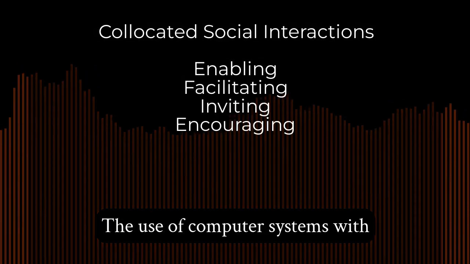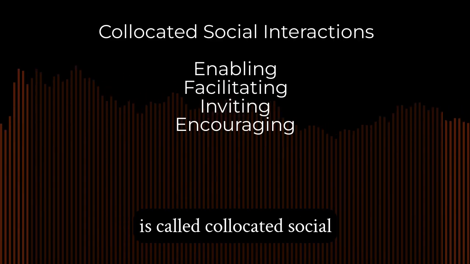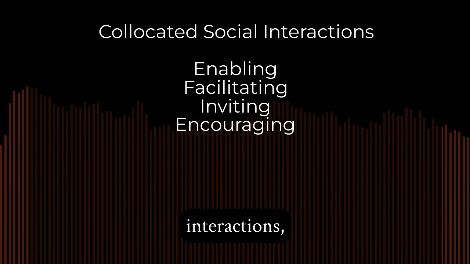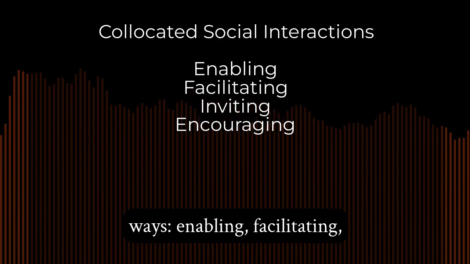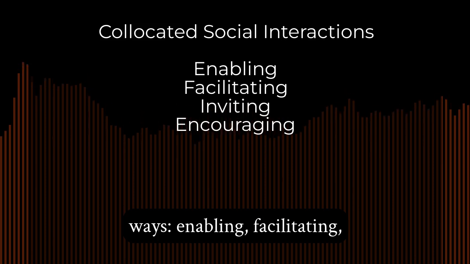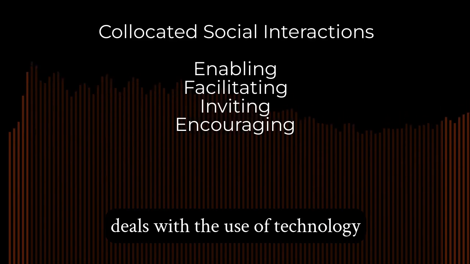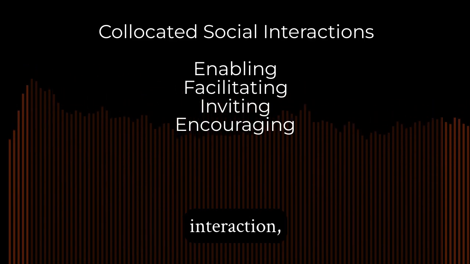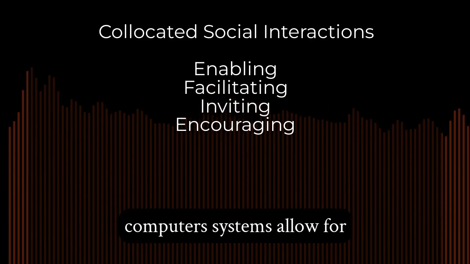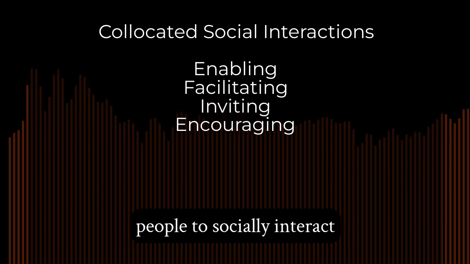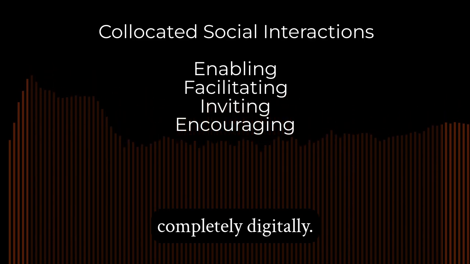The use of computer systems with technology has allowed for what is called collocated social interactions, which can be understood in four ways: enabling, facilitating, inviting, and encouraging. Enabling deals with the use of technology that allows for social interaction, which emphasizes how modern computer systems allow for people to socially interact completely digitally.